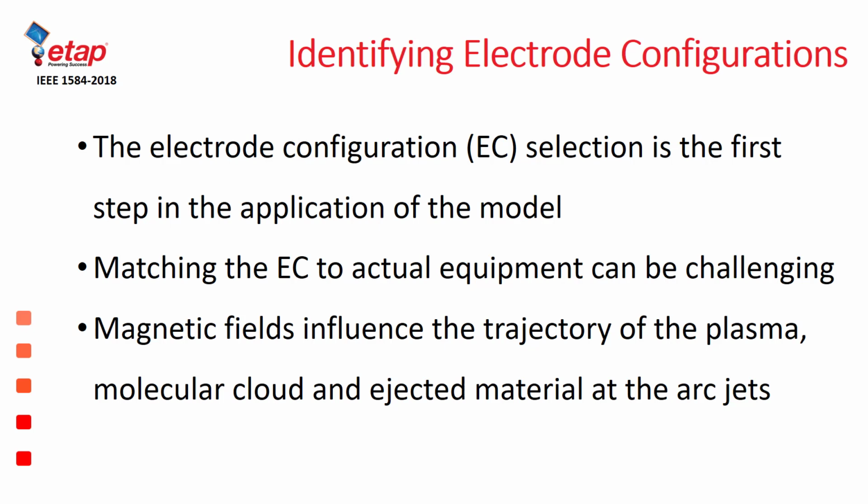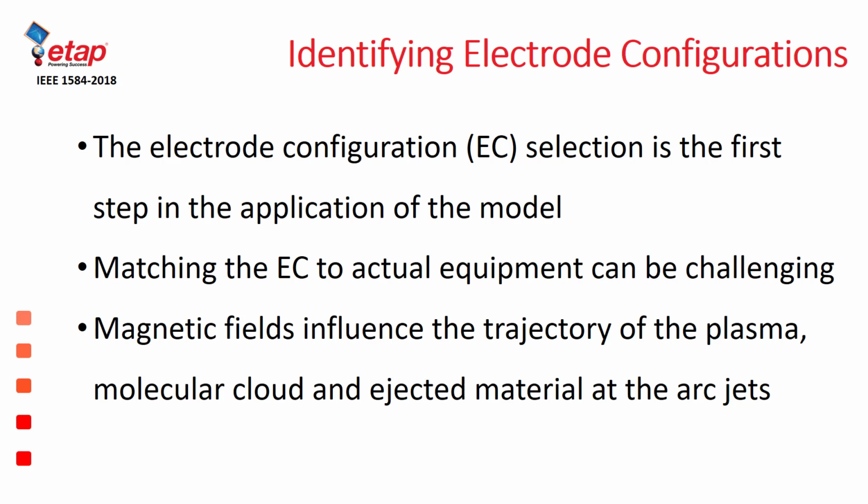Matching the electrode configuration to actual equipment can be challenging because of different situations, as will become apparent in the next few slides. The effect of magnetic fields influences the trajectory of the plasma, the molecular cloud, and other ejected materials from the arcs. Therefore, it changes the effect of the heat transfer towards the personnel working on that equipment. Such magnetic field influence could be difficult to determine in actual equipment.